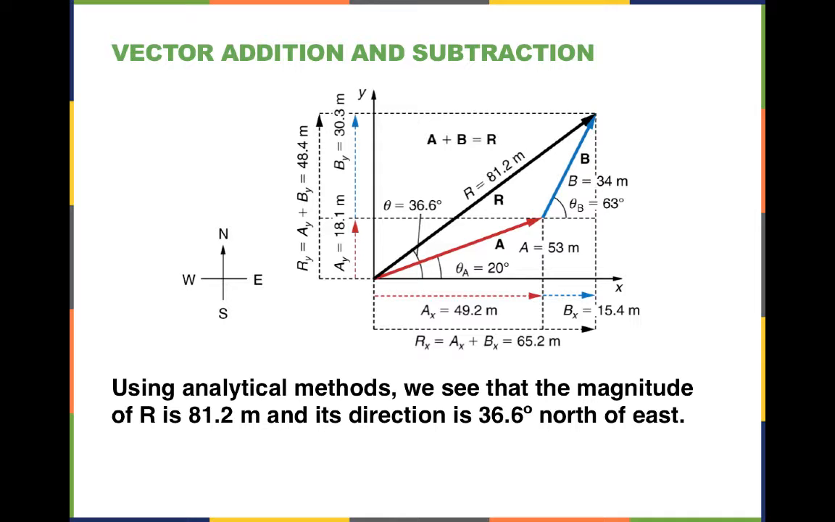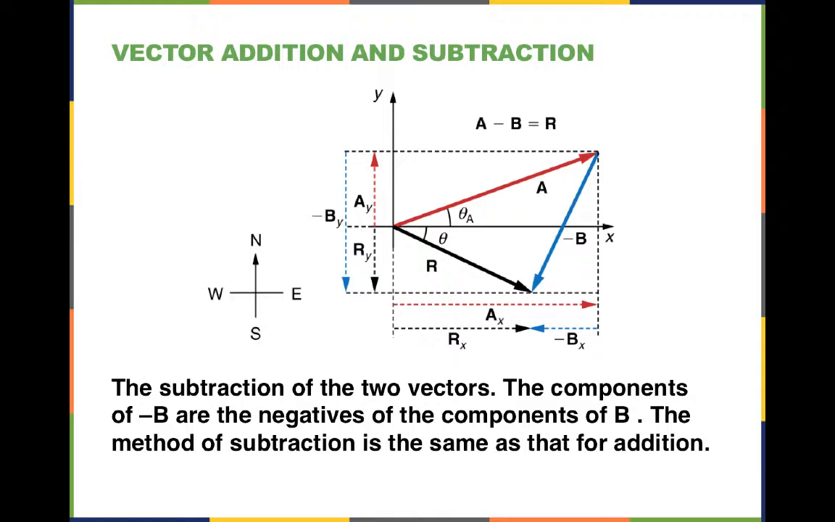Plugging those into the Pythagorean theorem, you can get R is equal to 81.2. And then using, again, RY as the side opposite and Rx as the side adjacent, the quotient of those two will be the tangent of the angle, and you do the calculations for that and you get 36.6 degrees.